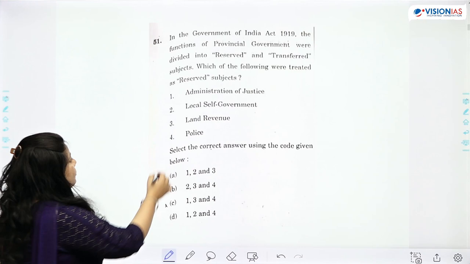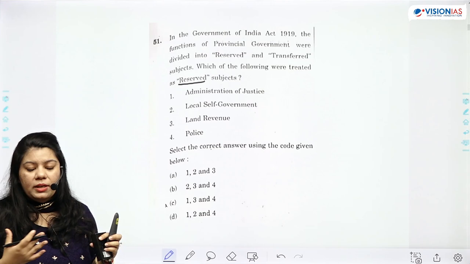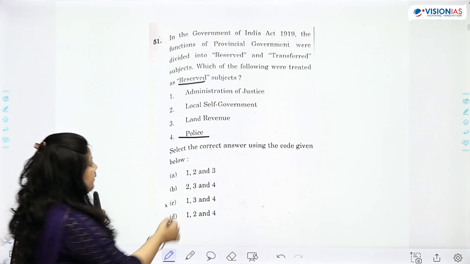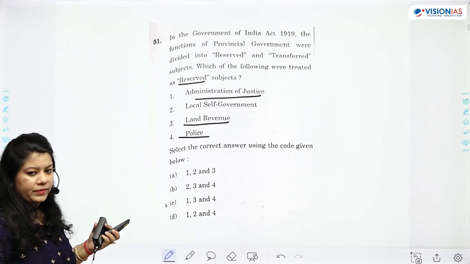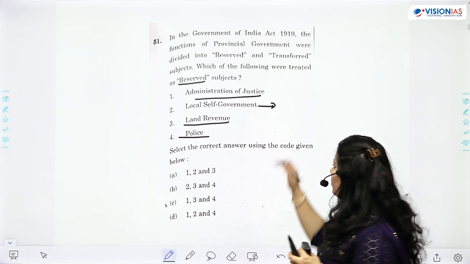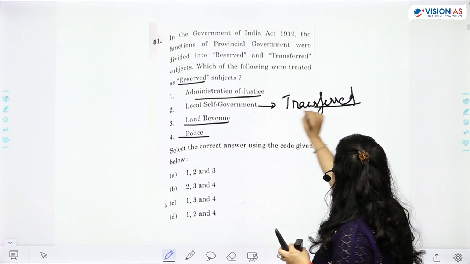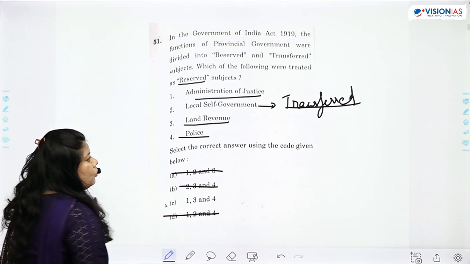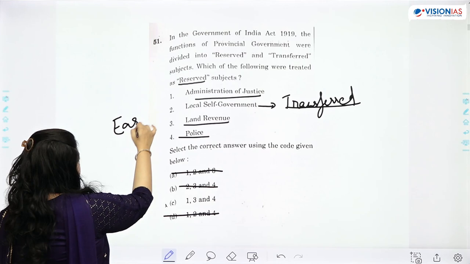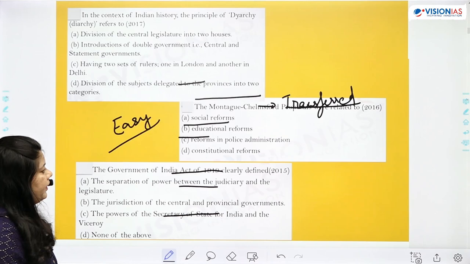So reserved subjects would be those subjects which will be kept by the British, right? So obviously they will not be delegating police, they will not be delegating administration of justice, neither will they be delegating land revenue. The only subject of the lot which could be delegated by the British was local self-government, right? So this was the transferred subject. So any option having two could be eliminated, right? So this was a very easy question, and the answer to this question is 1, 3 and 4, right?